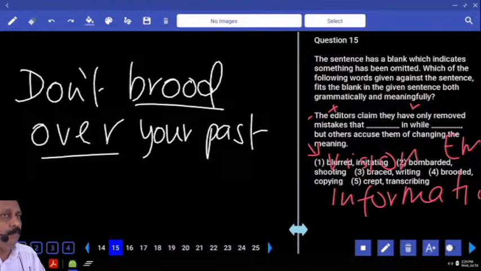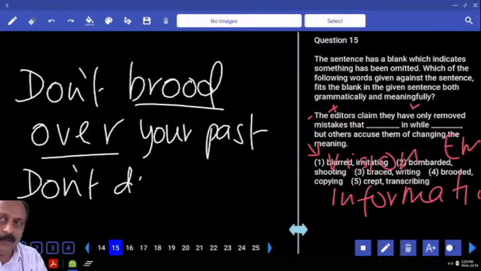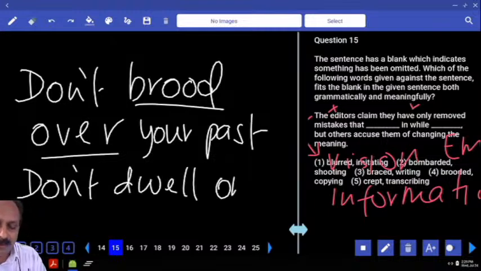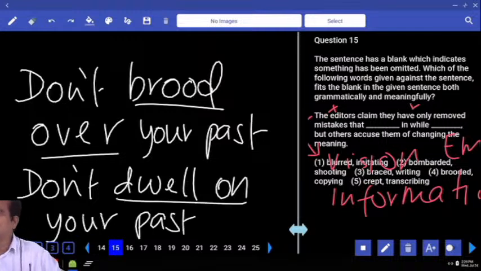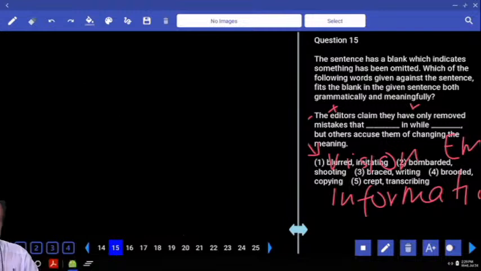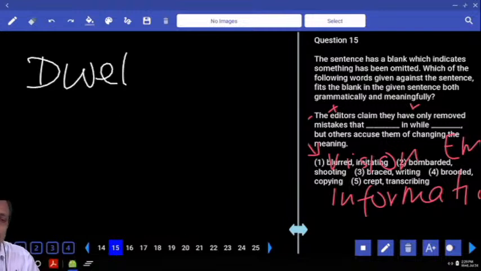Brood over. Here, brood means what? Think a lot. Write one more important expression. Don't dwell on your past. Dwell. Don't dwell on your past also means the same. Don't think too much about your past. I hope you guys are writing. Put a star mark above the word dwell. Then write separately the word dwelling.